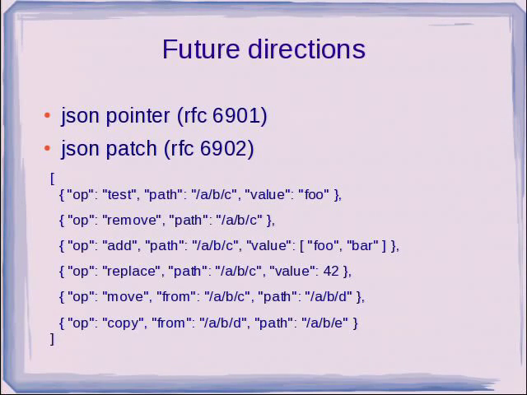This whole thing here is an example of a JSON Patch, which is essentially a set of operations that you could apply to a JSON document. So you can see, you can test if something is true, and if it's not, then it'll stop. Or you can remove, add, replace, move, or copy bits and pieces of the document.